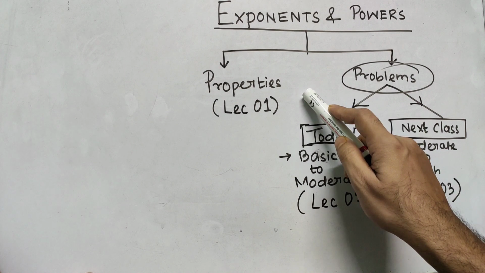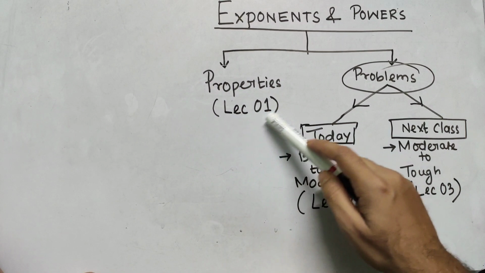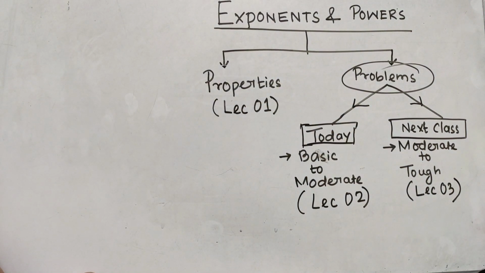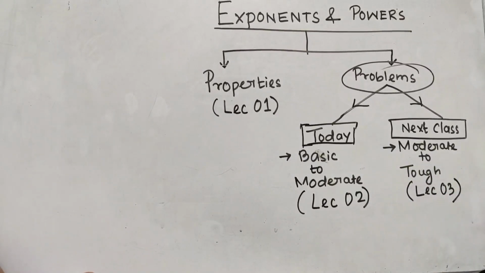Welcome. Today I'm discussing exponents and powers, and I have divided the chapter into two parts. The first one is properties and the next one is problems. I have already uploaded the properties part, the lecture one. If you haven't seen it, please go back and see it so that you can have a better understanding. The problem part is divided into two parts further. Today we are going to do some problems with difficulty level varying from basic to moderate, and in the next class will be a bit advanced, with difficulty varying from moderate to tough.